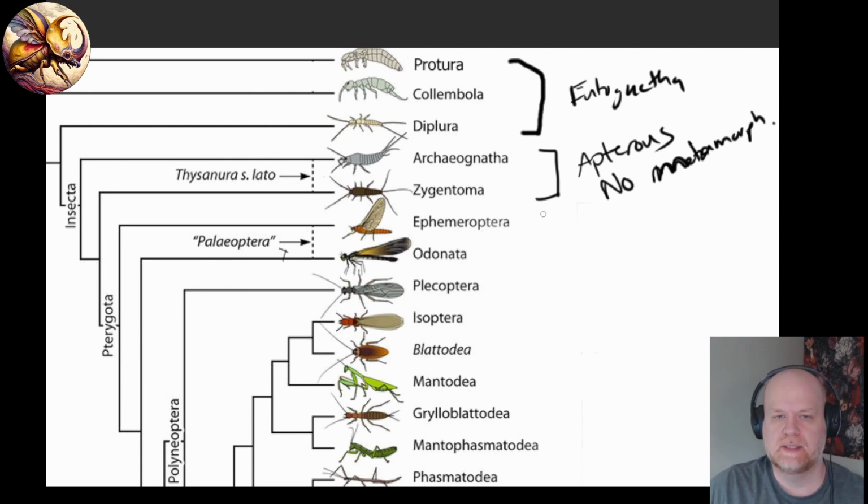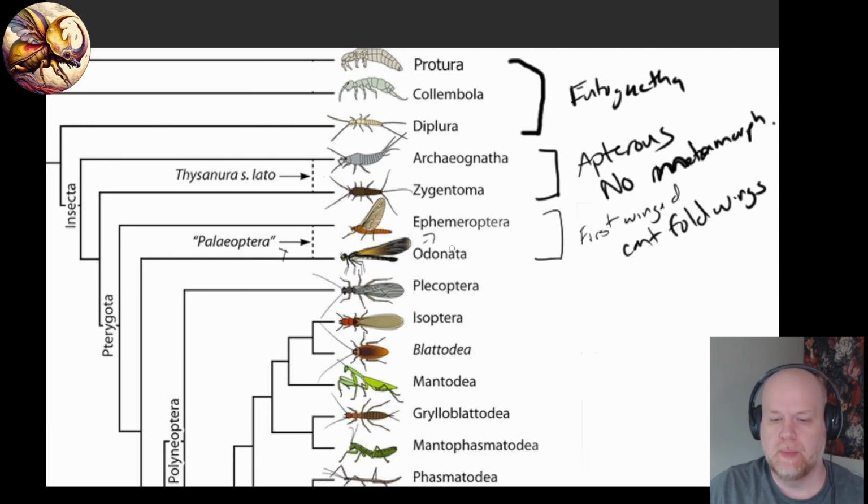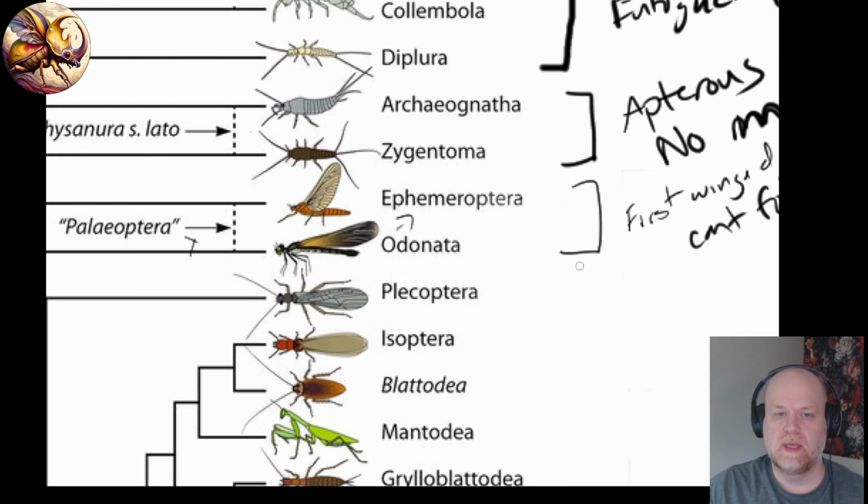And these are the insects which have wings, so these are the first winged insects. And they can't fold their wings, which is a defining feature of this group. Their wings just kind of stick out vertically over their body. So these are the Ephemeroptera, which is what we're going to talk about today. These are the mayflies. And then this group also includes the Odonata, which are the dragonflies and the damselflies.